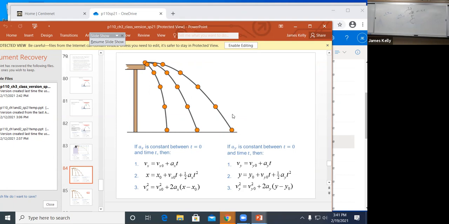Okay, that's called the independence of motion. The lesson there is never mix your x's and your y's. Yes.